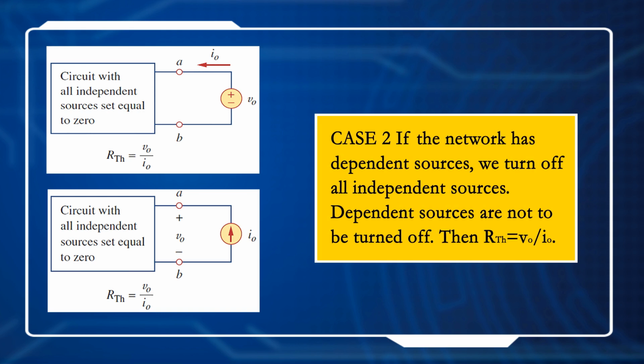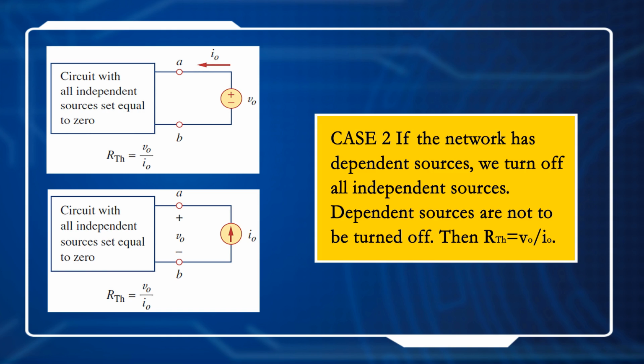Then we can add a voltage source between the terminals, and then we can calculate the resistance RTH equals VO over IO. Or we can add a current source between the terminals, and then we can calculate the terminal voltage VO, and then we can calculate the resistance using RTH equals VO over IO.